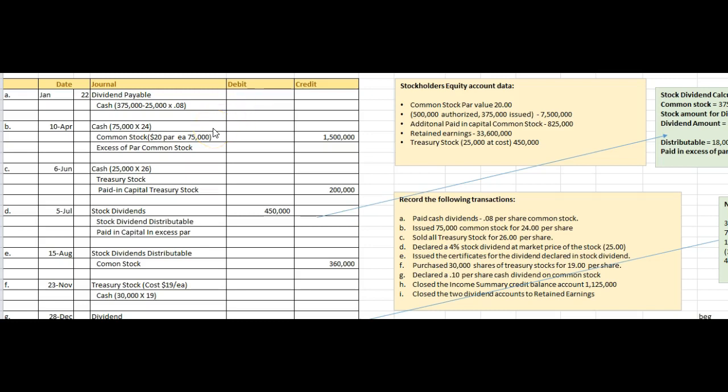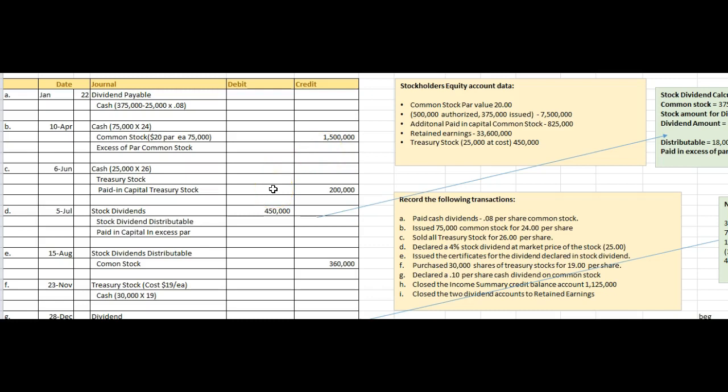For B, we issued more common stock. Now, common stock has a par of $20, and we sold it for $24. So there's going to be excess of par on the common stock. I've given you the number for the common stock. You can multiply this out. The difference between the two becomes the excess.